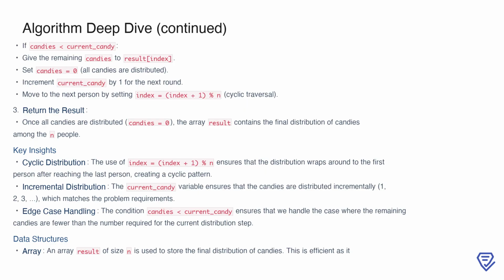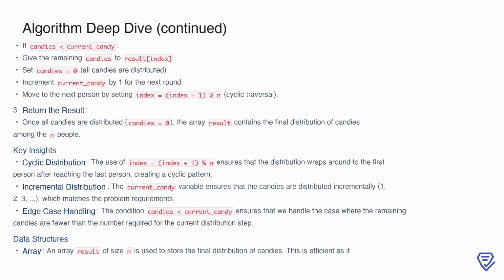After each allocation, we increment current_candy by 1 to ensure the next person receives a higher amount of candies as required by the problem. To move to the next person, we use the formula (index + 1) % n, which wraps around to the first person when we reach the last person, creating the cyclic pattern. Finally, once all candies are distributed, the result array will hold the number of candies received by each person.